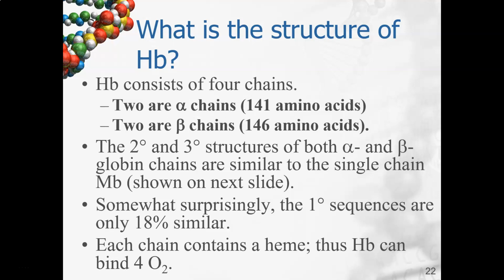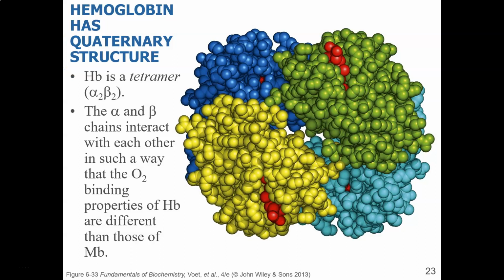So we have 4 chains, and each chain has a heme, so hemoglobin can bind 4 oxygens. So here's our picture right here. We have our alpha and our beta chains, and in red, in the center of these chains is our heme group. You can kind of barely see this one right here. So there's 1 here, 1 here, 1 here, and 1 here, and they're all shown in red.